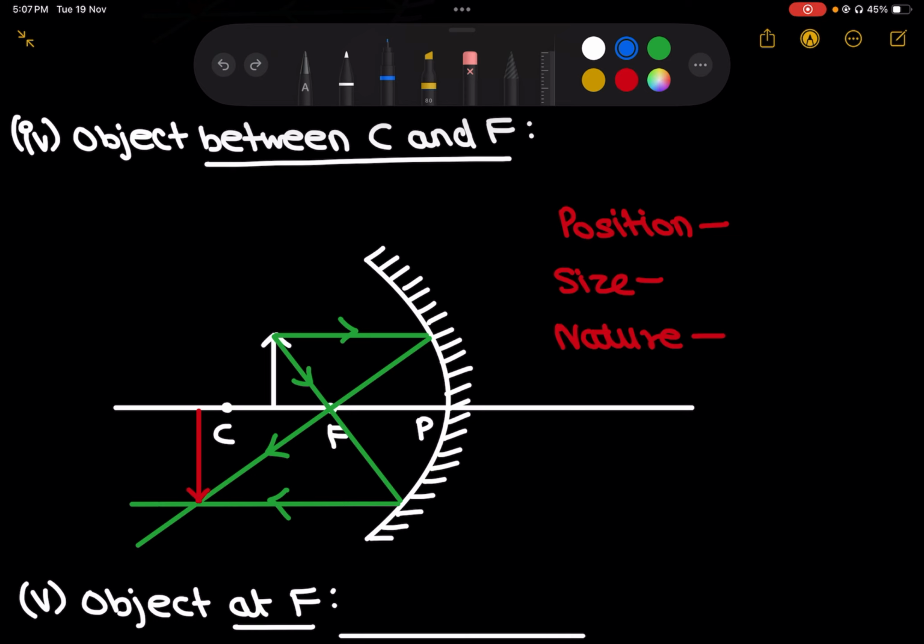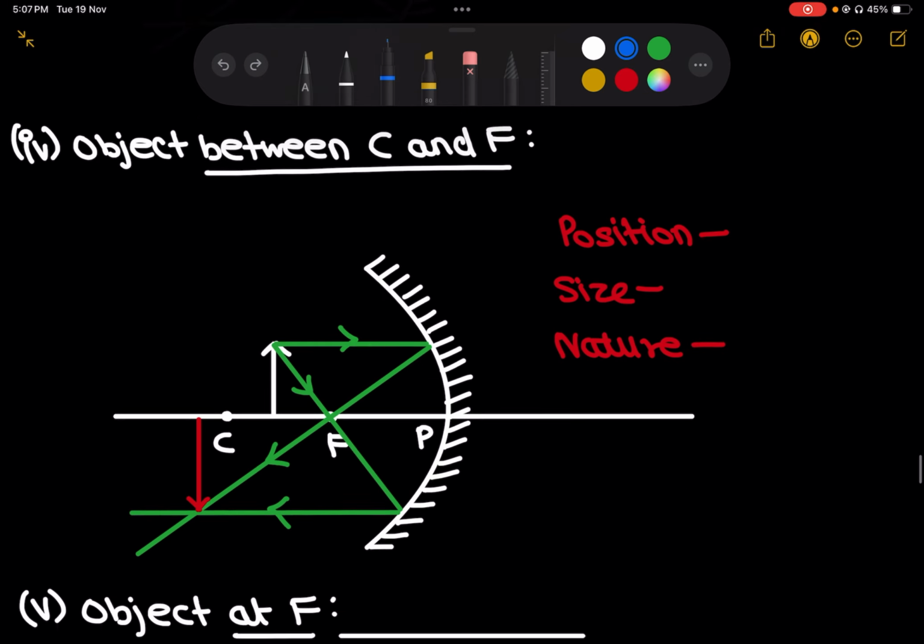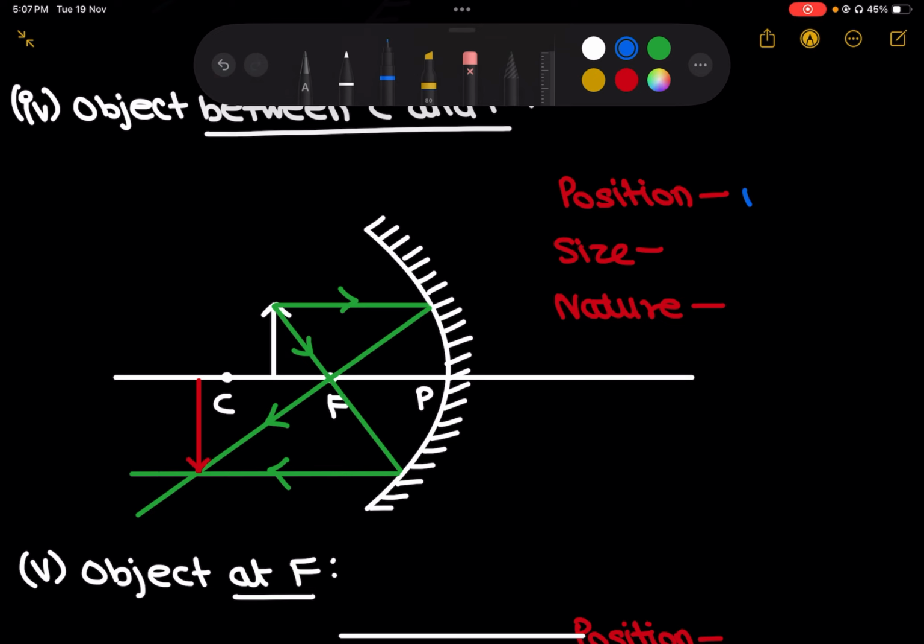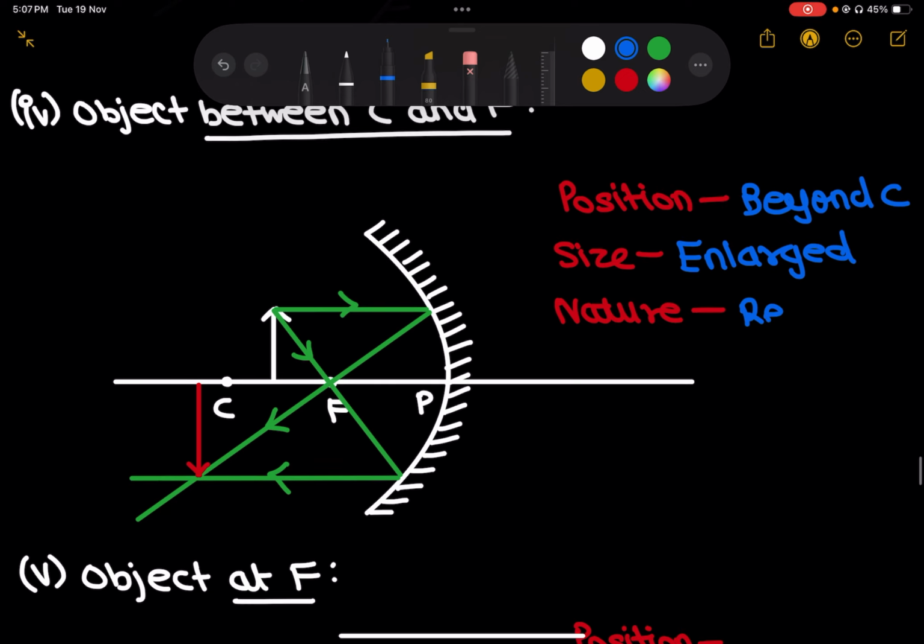So here the position is beyond the C. Can you see that? The position is beyond the C, right? So it is after C, it is between C and infinity. You can write that as well. And the size, it is slightly enlarged, not much, it is just enlarged, or magnified, whichever you want to write. And the nature, again, it is real and inverted. The nature is not changing.